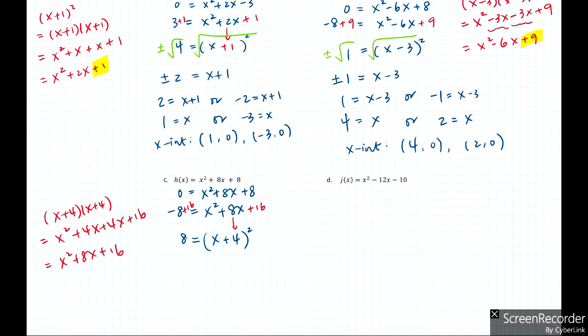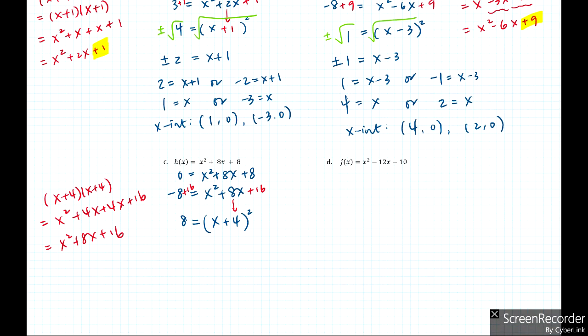And at this point, you might notice that if I want to figure out what number I'm trying to add, I'm just really looking at the last from the FOIL process. So the last is always going to be the constant squared. 4 times 4 gives us 16. Previously, negative 3 times negative 3 gives us positive 9, etc. And once we have this form, we can go ahead and square root both sides.